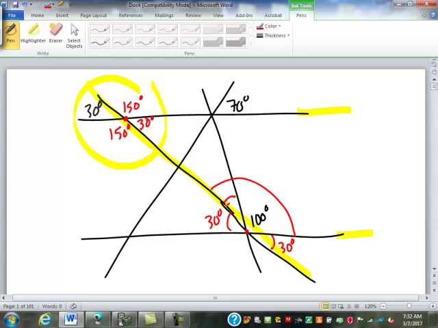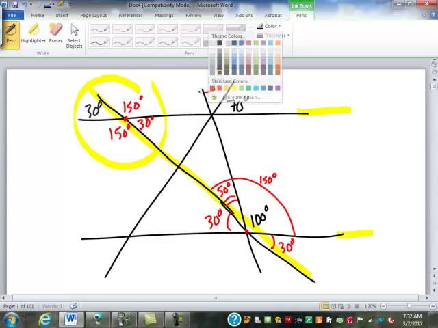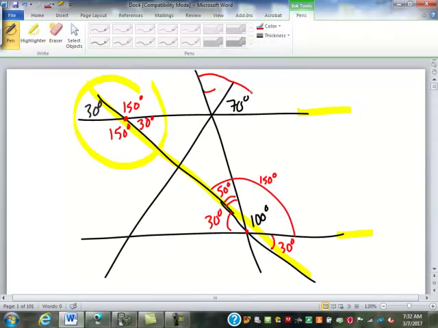This angle has to be 50, because this whole thing was 150, we subtracted 100 from it. Same thing up here. This whole angle, let me extend that a little bit. This whole angle here had to be 150. Oops, nope, not 150. That one has to be what? 100, because this is 100 here.